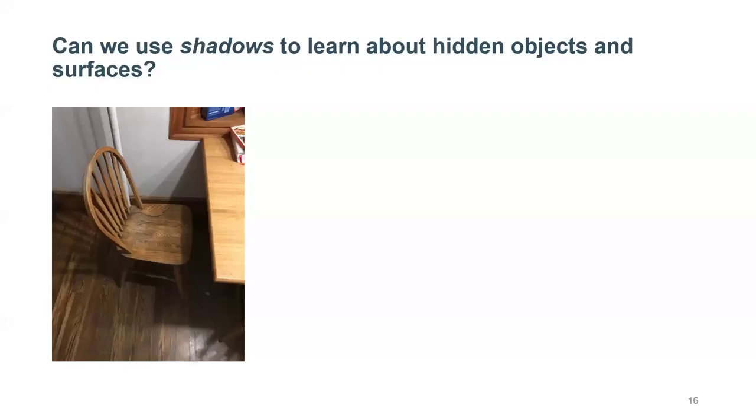To provide an example of this, imagine that you're in your kitchen and you want to know what's underneath this chair. But for whatever reason, you can't kneel down to look underneath the chair. Maybe you have arthritis, maybe you're a disembodied security camera. I don't know. From this single viewpoint, could you tell what's underneath that chair?